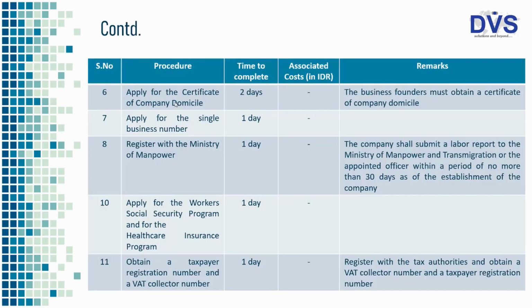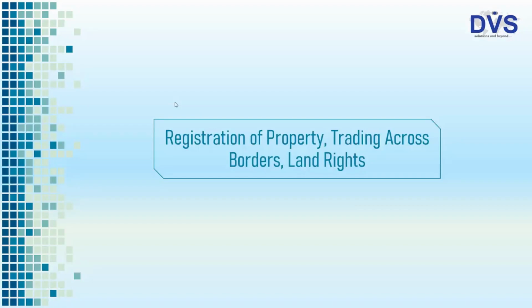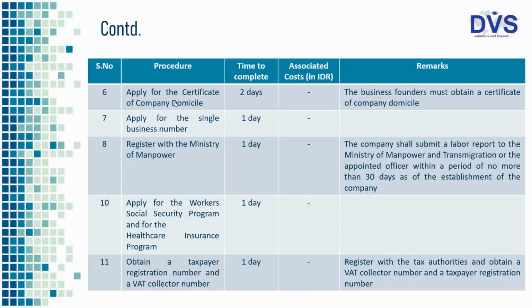The next step is the application for the certificate of domicile, which takes 2 days. Apply for a single business number, which takes a day, and register with the Ministry of Manpower. The company shall submit a labor report to the Ministry of Manpower and Transmigration or the appointed officer within a period of not more than 30 days of the establishment of the company, and apply for the Workers' Securities Program and the Healthcare Insurance Program, which takes a day. Then obtain a tax registration number and a VAT collection number, applied for at the tax authority, which takes generally a day or two. And with that, they are all set with the formation of the company.